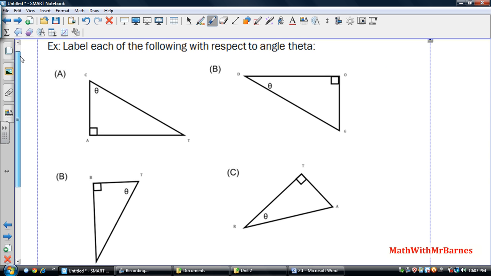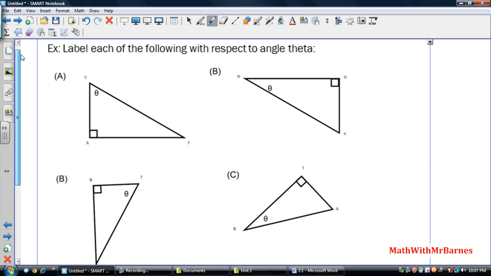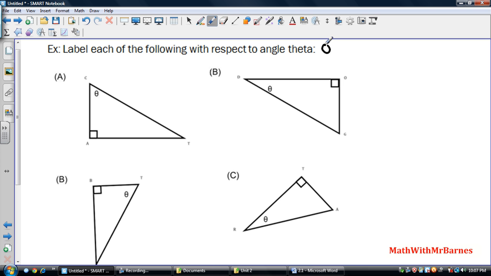It says label each of the following with respect to angle theta. Theta is a Greek letter, and we often use it to denote an angle. Sometimes we use a letter, like in the last one we used angle A and B. We could use C, angle D, angle R, angle T. But a lot of times we use theta, and that's personally what I use a lot. It's just like a variable. It's a number, whatever that angle happens to be. We don't know what it is, so we just put something there to represent it. So in this case, we use theta.